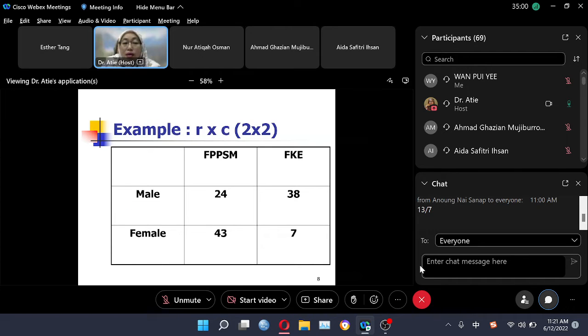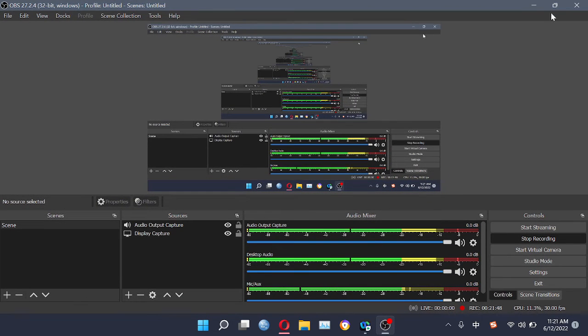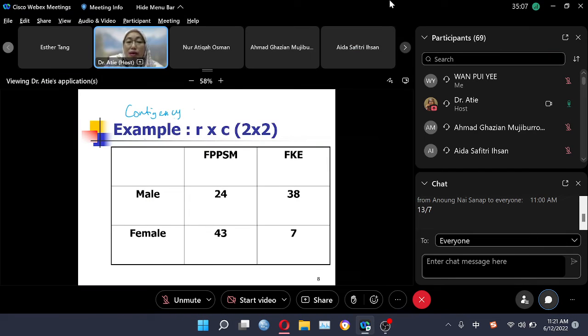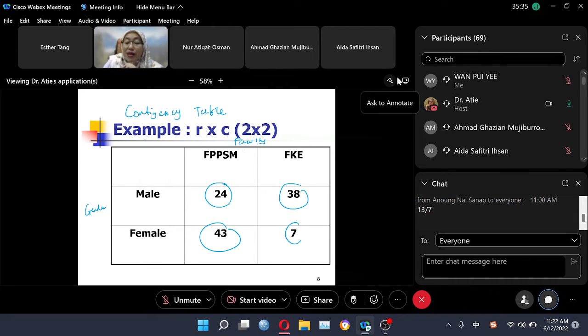This is what we call a contingency table. Alright, so you have seen it before. Most of the students will use this one in their FYP writing. For example, you divide this one into two. This is the faculty, and this is the gender. The number here represents the frequency.